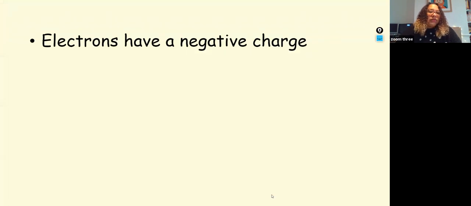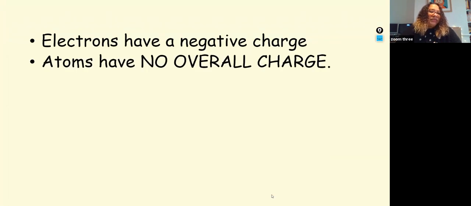So electrons, as we know, have a negative charge, and atoms have no overall charge. Now, just always think just a little bit before you launch into answering anything. The reason atoms have no overall charge, and if we think about this from a logical point of view, is because they have the same amount of protons as they do electrons, which means that they've got the same amount of positive as they do negative. So it means they're neutral, they've got no charge.